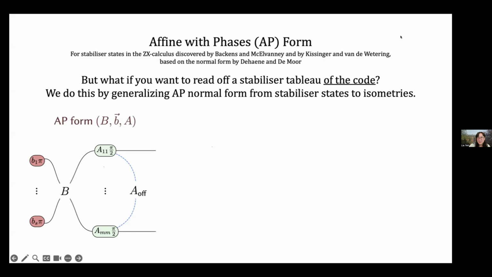So we'll first show how to read off a tableau for stabilizer states with affine with phases normal form, called AP form. AP form is specified by 3 parameters. It is a biadjacency matrix B. It is a binary vector, little b here. And it is an adjacency matrix A, although technically this is an adjacency matrix that also allows elements on the diagonal.